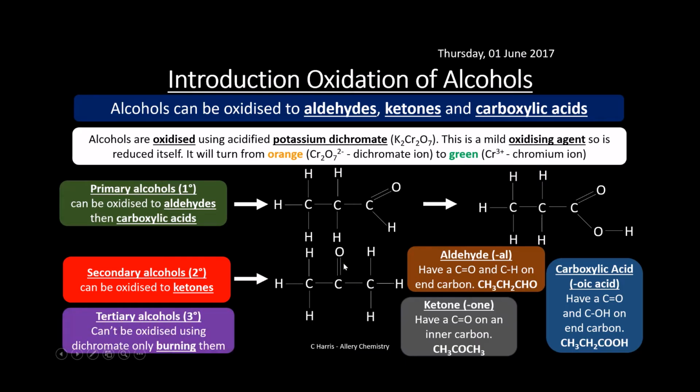Tertiaries can't be oxidized by using dichromate. They're not powerful enough. The only way we can oxidize a tertiary alcohol is actually physically burning it, so reacting it with oxygen with a lot of heat. Obviously, you don't produce any valuable products, really. You're just producing carbon dioxide and water if you burn it completely. So, yeah, that's the only way you can oxidize it.